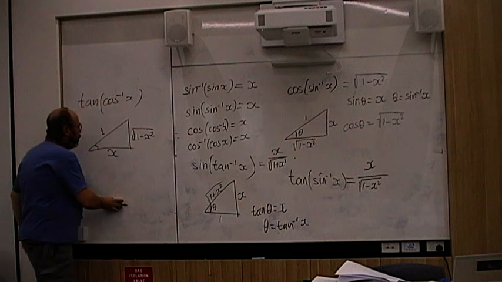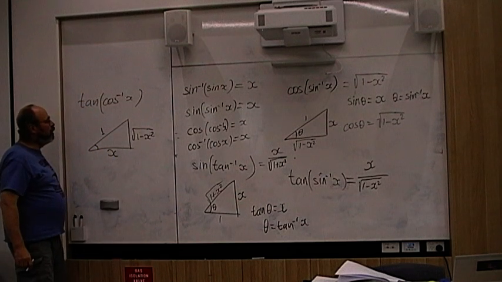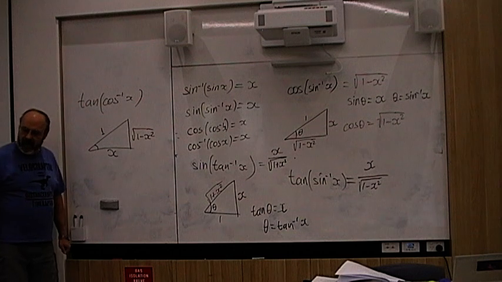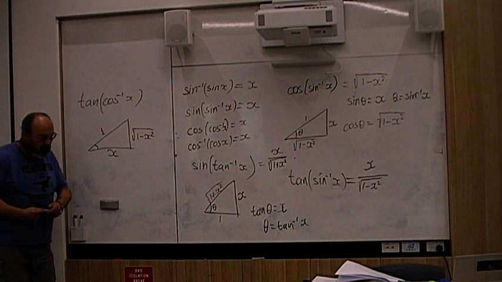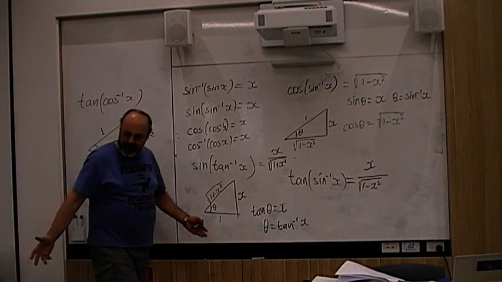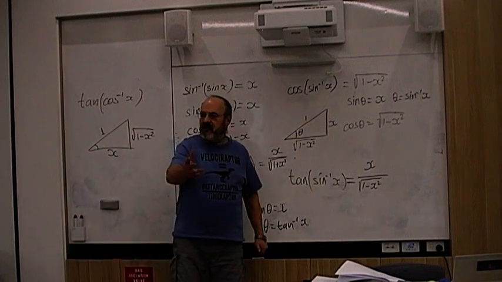What if you have cos x in the bracket? You want just cos x, not arc cos x? If you have tan of cos x, you cannot do anything. You cannot simplify that. Okay. Yes, it was a question.